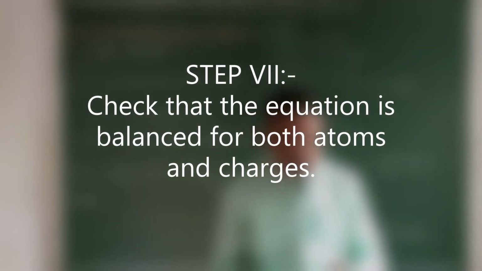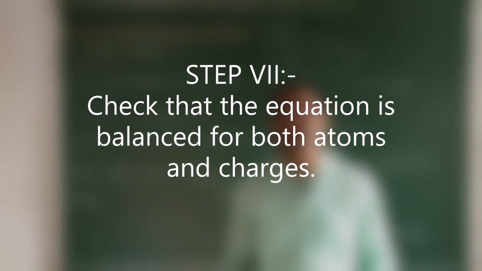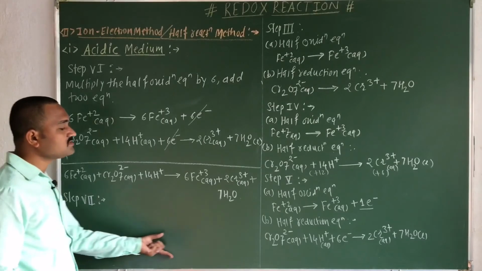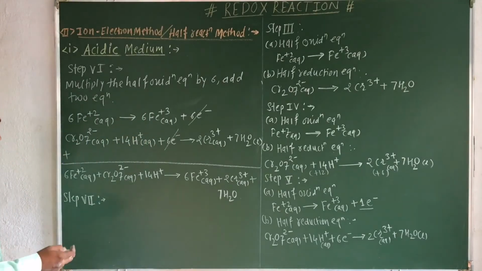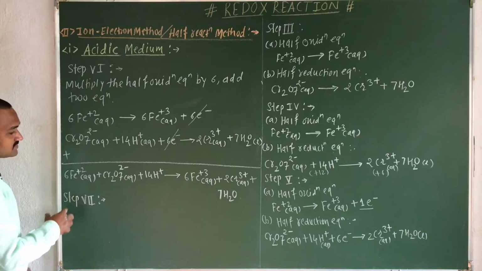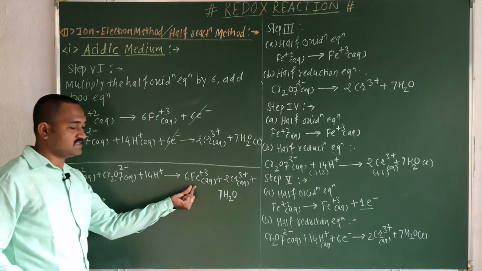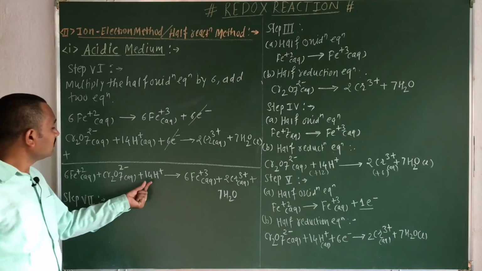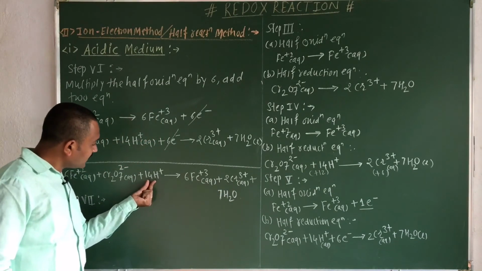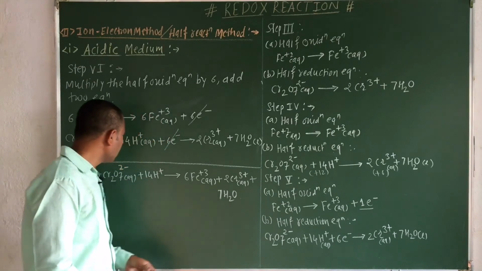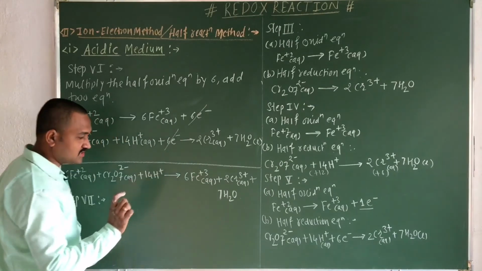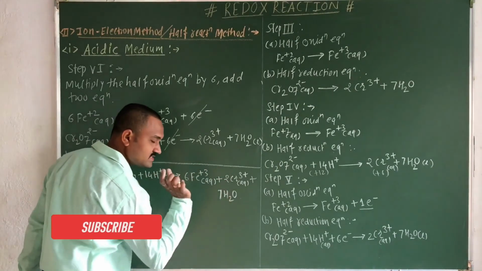Check that the equation is balanced for both atoms and the charges. It is a very simple step. So let us check it, and again write down this equation. Now let us find out. We know that 6 Fe, 6 Fe, 2 chromium, 2 chromium, then 14 hydrogen, 14 hydrogen, and 7 oxygen, 7 oxygen. So all atoms are balanced in the equation.